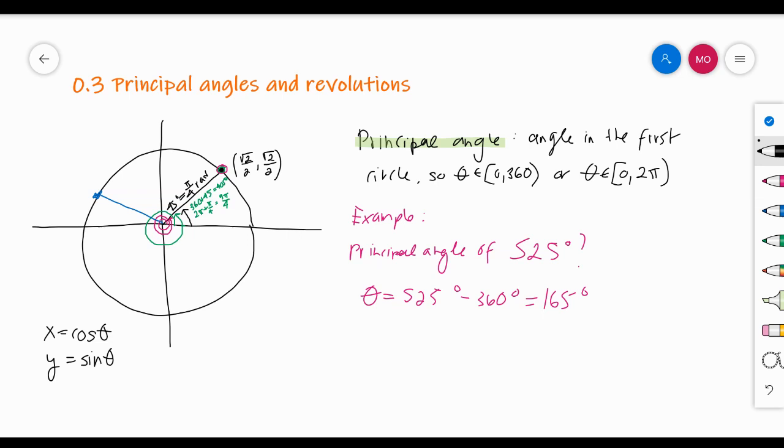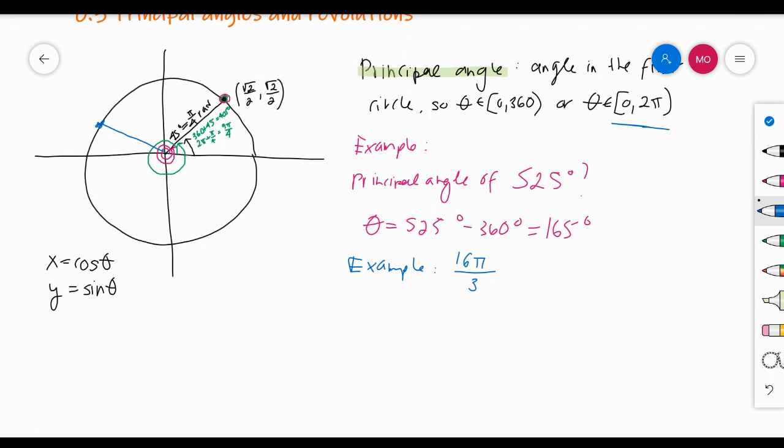Same thing, I'm going to give you another example for radians. So if I gave you 16 pi over 3, okay, we are looking for an angle that's between 0 and 2 pi. That's obviously bigger than 2 pi, because 2 pi would be 6 pi over 3, right? So let us subtract some circles and see.